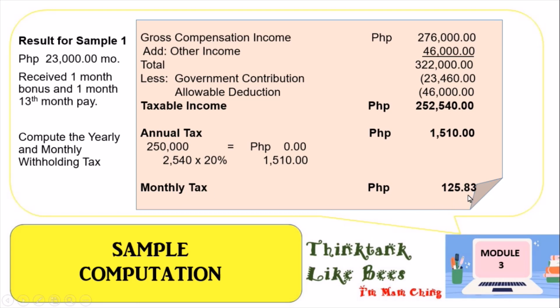So how do I get it? 1,510 divided by 12 is equal to 125.83.